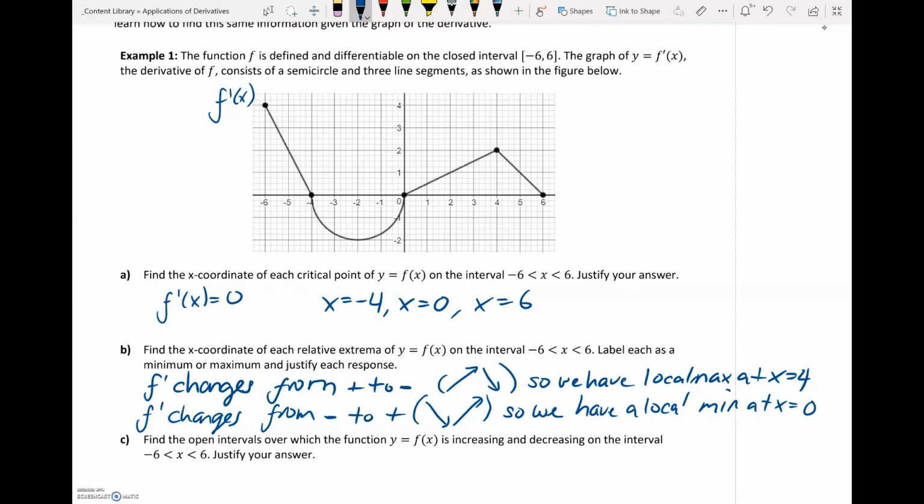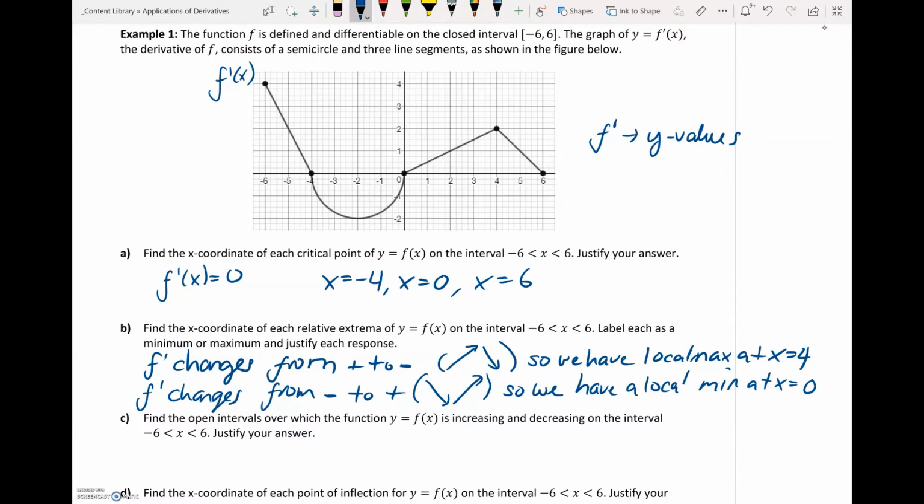So to recap what we've just done, when we're reading the y values of this f prime graph, we're also looking at the increasing and decreasing of f. So if you want to look at the values of f prime, these are your y values. And if we want to look at f double prime, which we're going to do just in a bit, this is going to be the slope of your f prime graph.